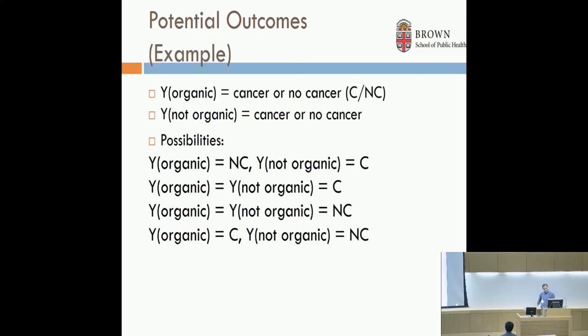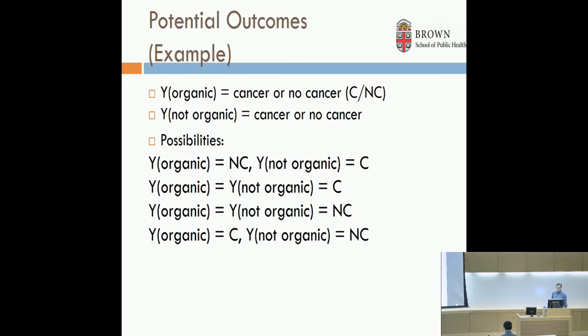So here is another example just to make it clear. For example, I can compare what happened if I eat organic food versus non-organic food. And the effect is going to be on cancer. So if I eat organic food, would I have cancer, yes or no? And if I don't eat organic food, would I have cancer, yes or no? And then I have four possibilities, right?